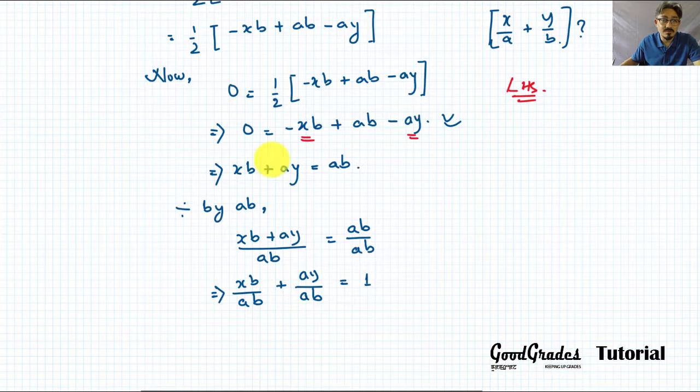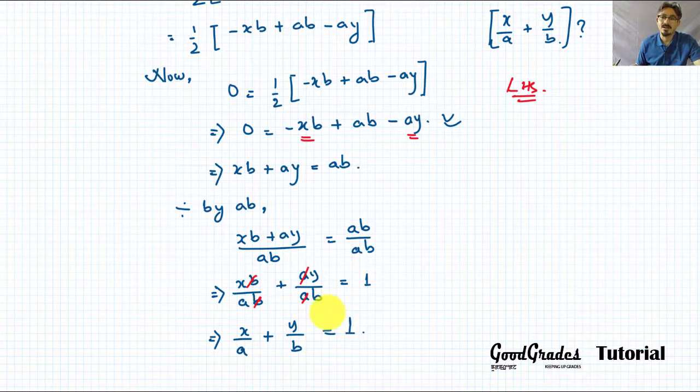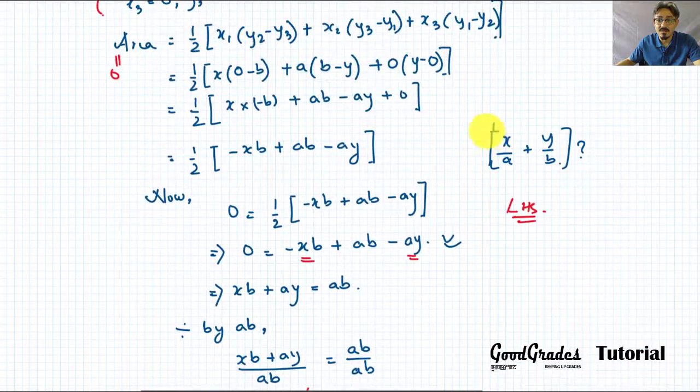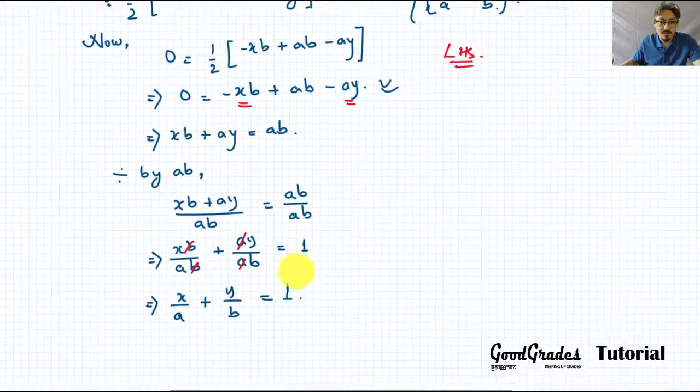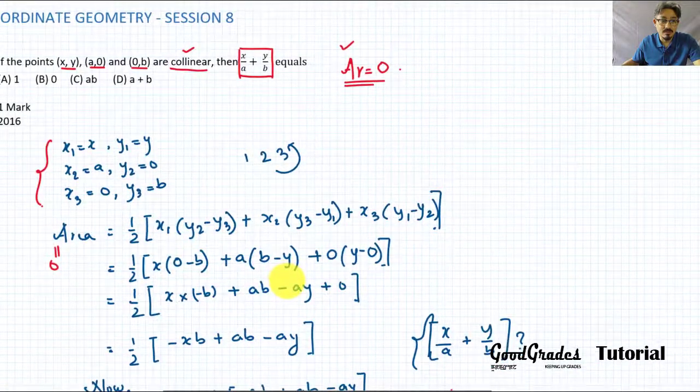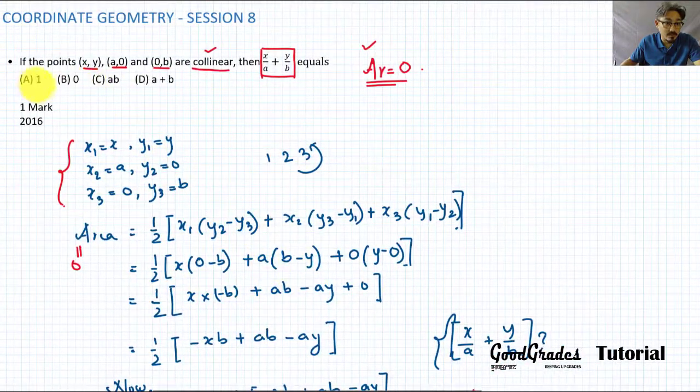Now, there is the equation, x by a plus y by b is equal to 1. This is what the question asked, x by a plus y by b is equal to 1. We'll go back to the question and we'll see if there is 1. Yes, of course, there is 1, option A. The answer is A.